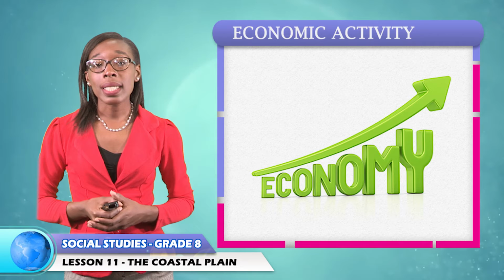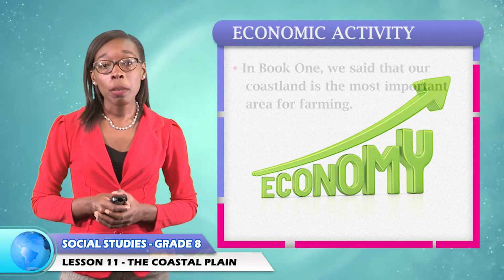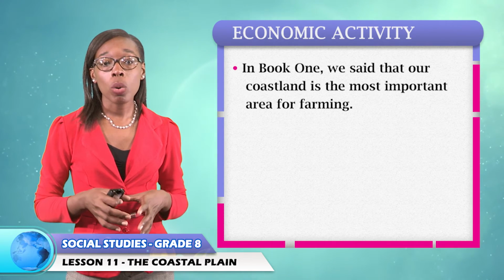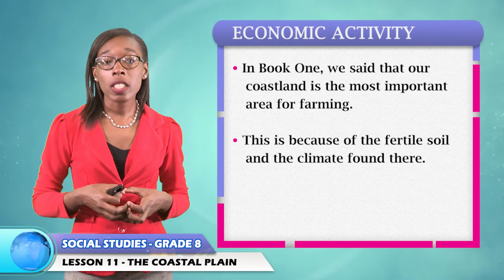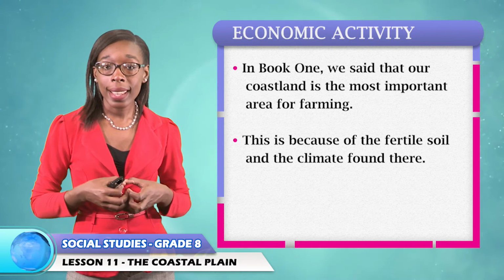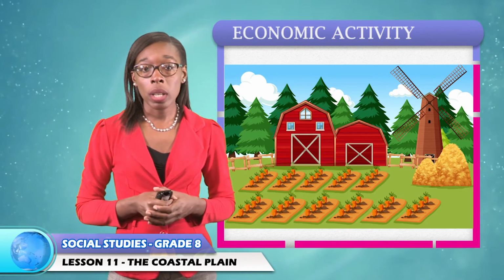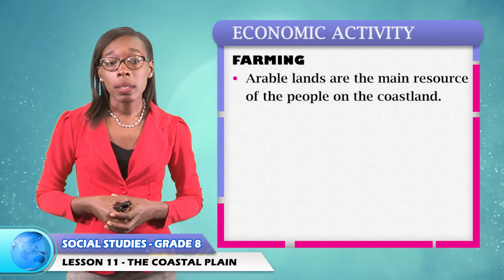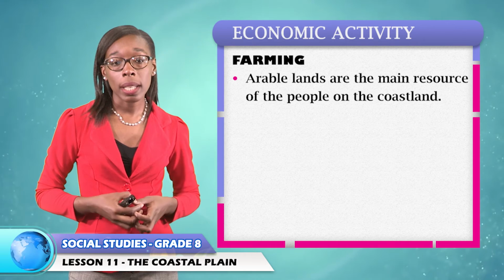Now let's seek to understand the economic activity of the coastal plain. In Book 1, we said that our coastline is the most important area for farming. This is because of the fertile soil and the climate found there. So let's talk about farming, which is the first economic activity. Arable land is the main resource of the people on the coastline.